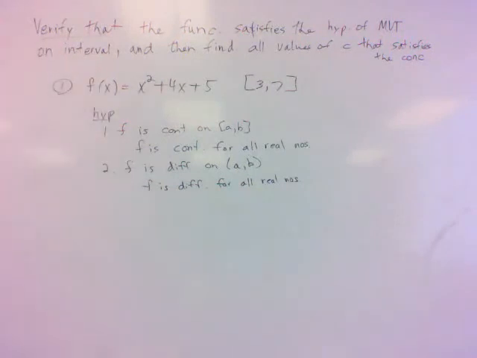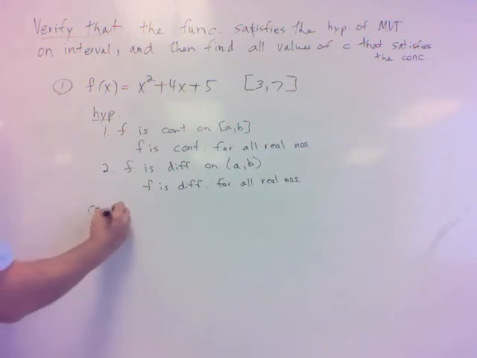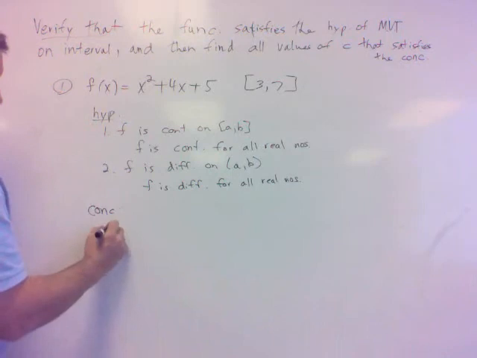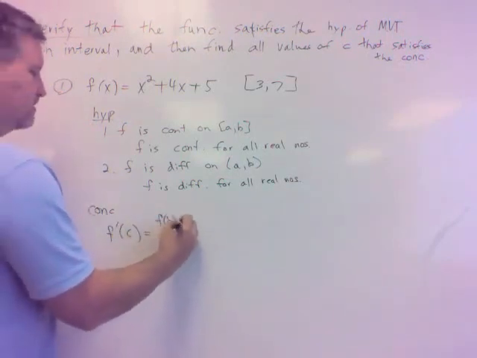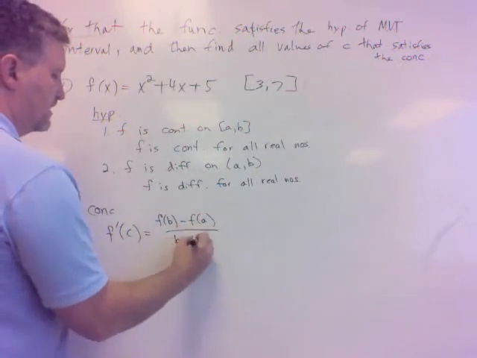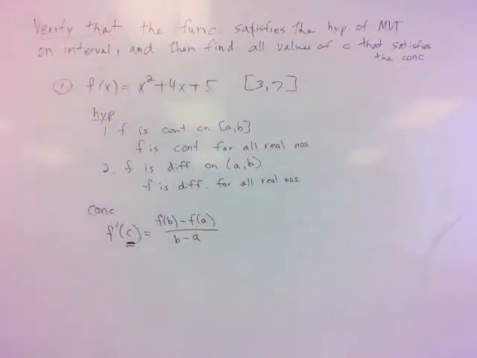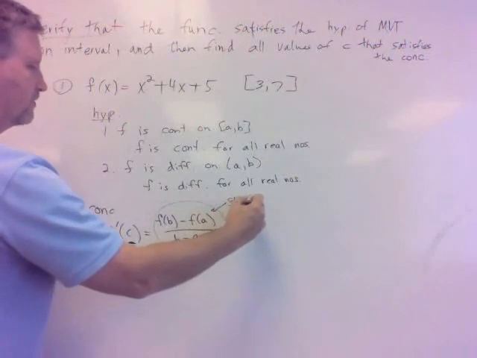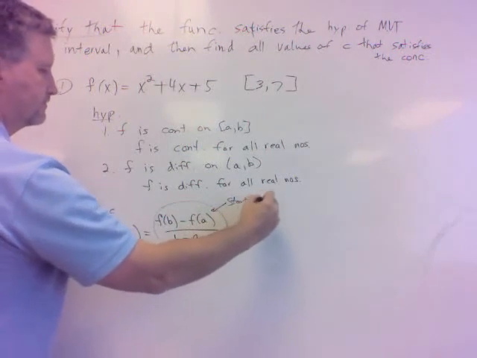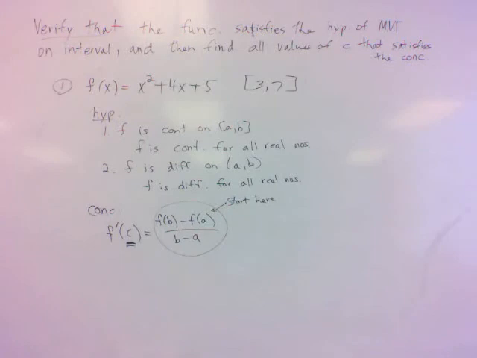All right, well, what do we then do? Well, then we satisfy the conclusion. Need a C that satisfies the conclusion. The C that satisfies the conclusion is I need an f prime of C equal to f of B minus f of A over B minus A. I need to find a C that does. Well, think about it. I need to start here. Start with the slope. I need to calculate that because that's what I'm going to set my derivative equal to. With me? Yeah, start here.